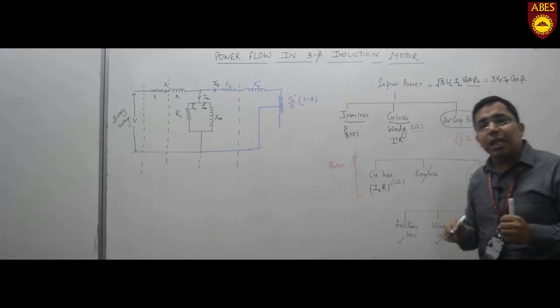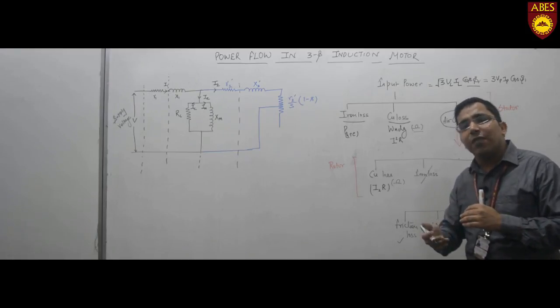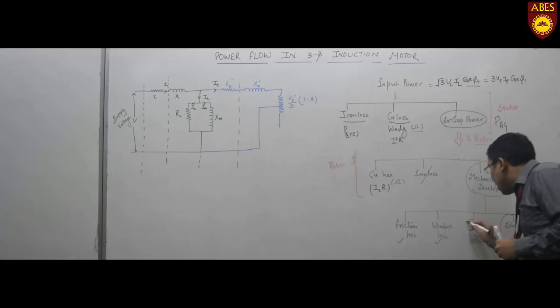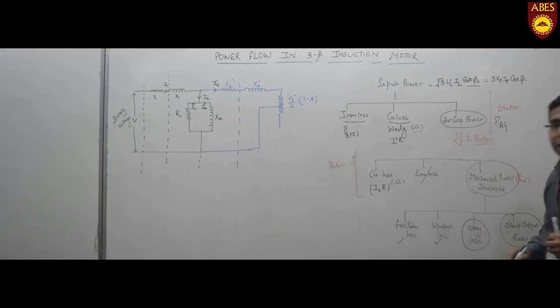Windage loss is basically due to the contact of the air with the metallic part of the rotor. There is another loss which cannot be easily accounted for, that is stray loss. The remaining power is our PSH, the shaft power output. This power is useful for us, and this is the mechanical power we get at the output of the motor.